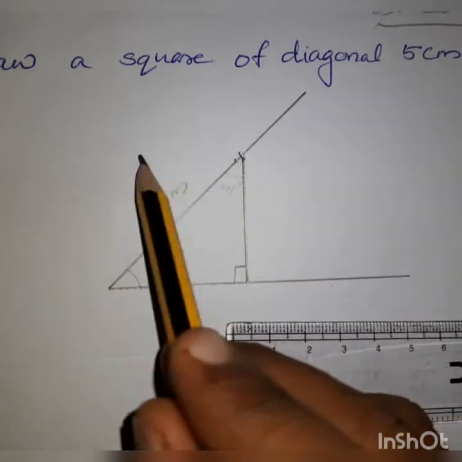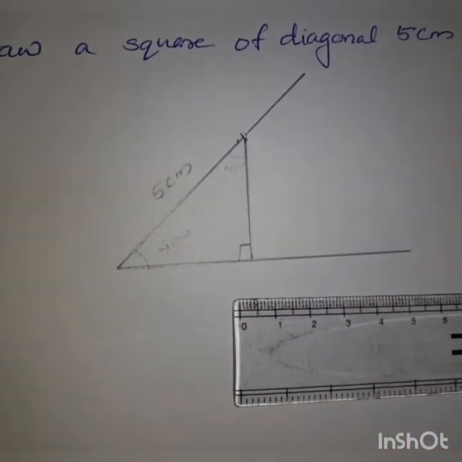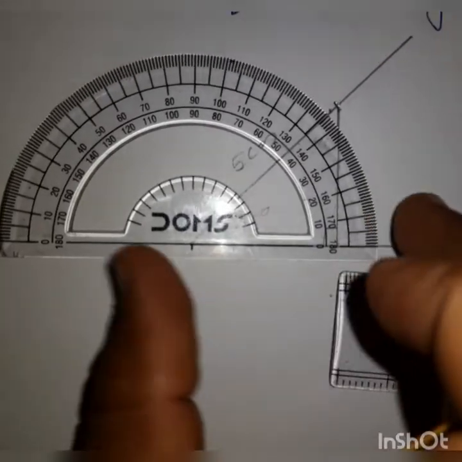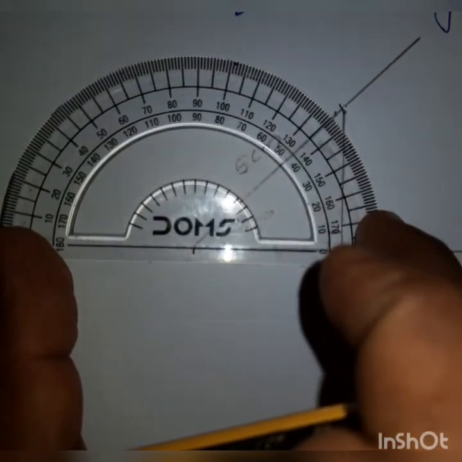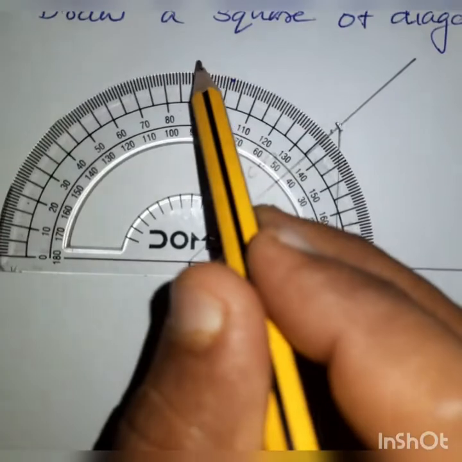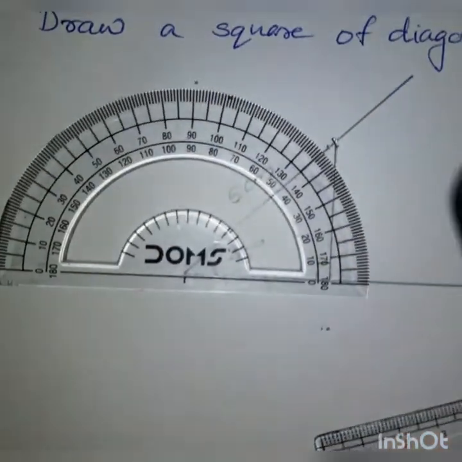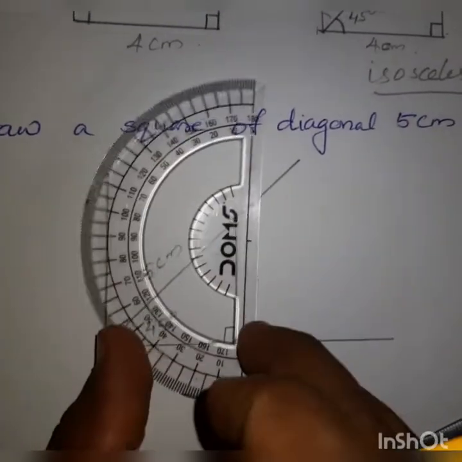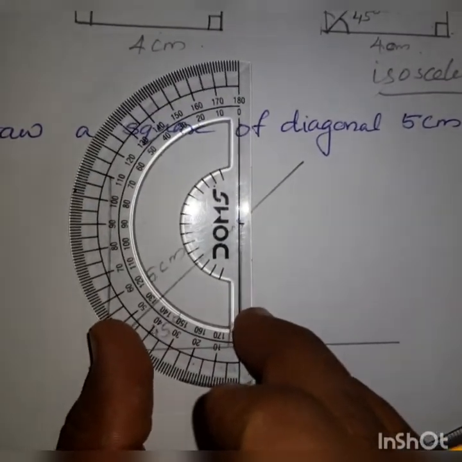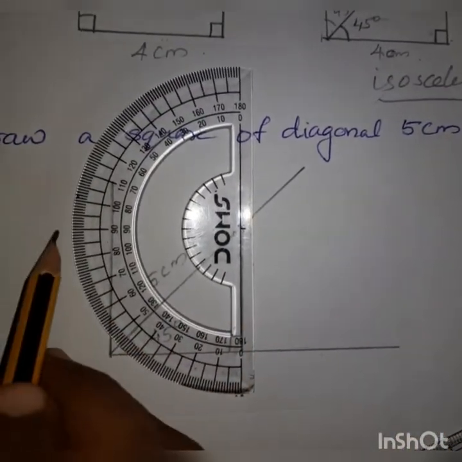Then from this also you can construct the square. Keep the protractor here and mark 90 degree. Then join the line. And from this line also you have to draw a 90 degree perpendicular.